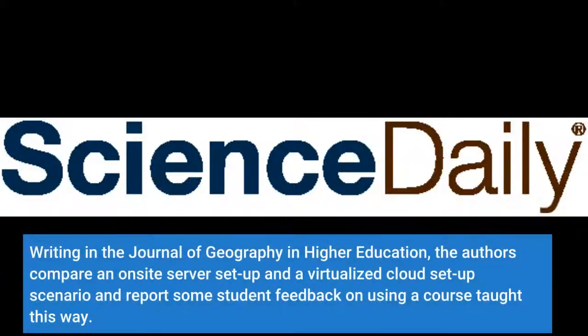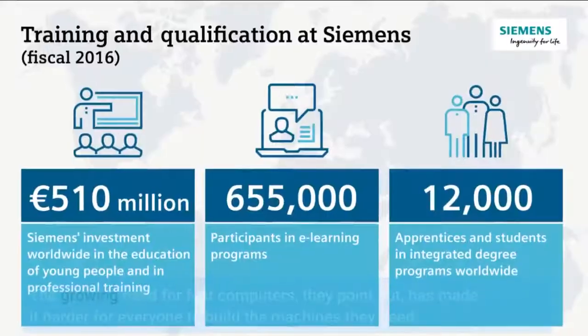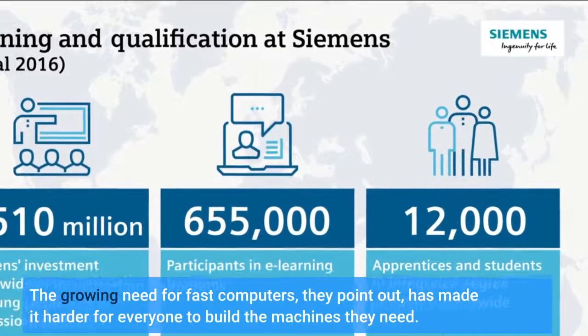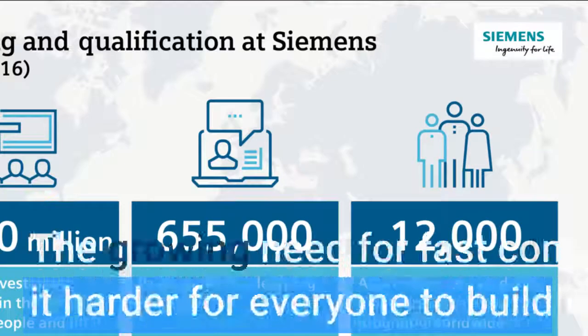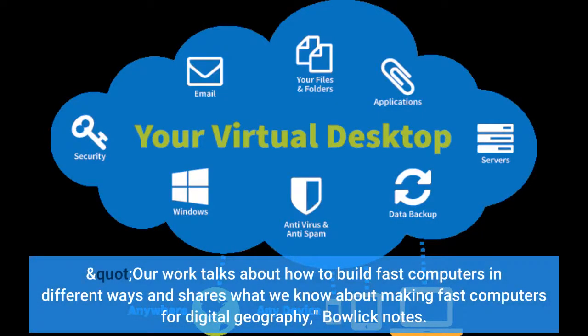Writing in the Journal of Geography in Higher Education, the authors compare an on-site server setup and a virtualized cloud setup scenario and report some student feedback on using a course taught this way. The growing need for fast computers, they point out, has made it harder for everyone to build the machines they need. "Our work talks about how to build fast computers in different ways and shares what we know about making fast computers for digital geography," Bowlick notes.